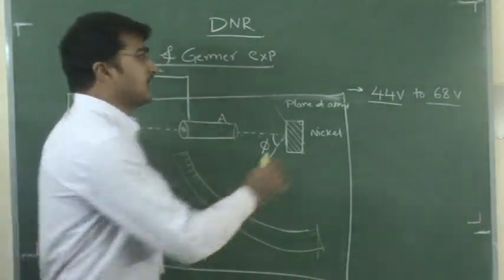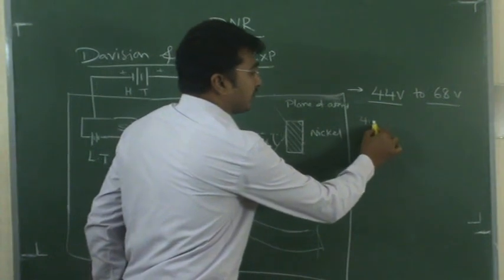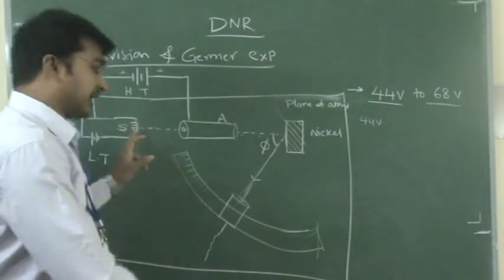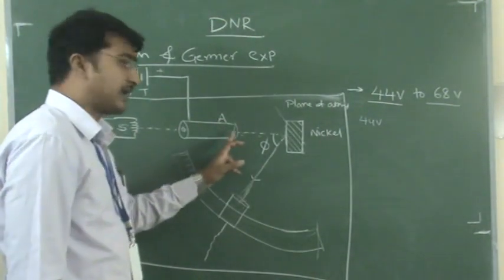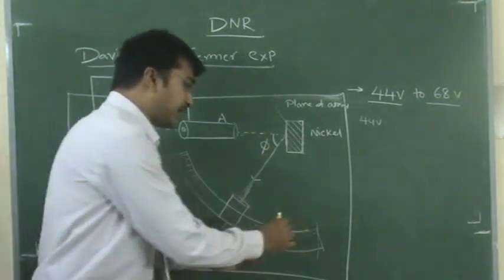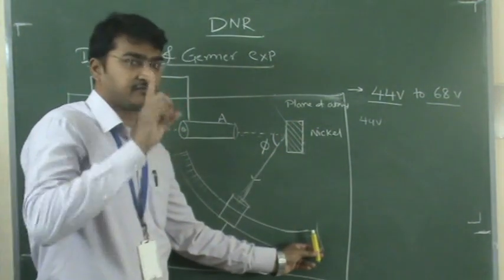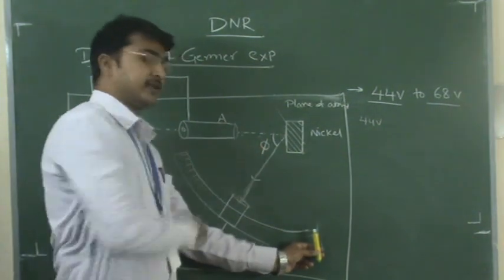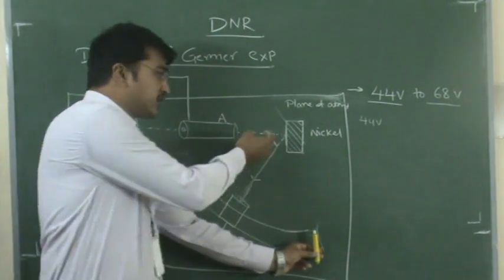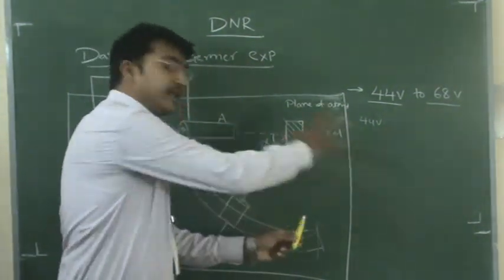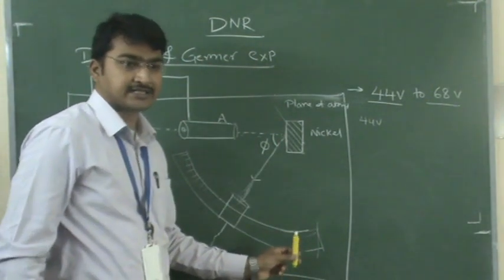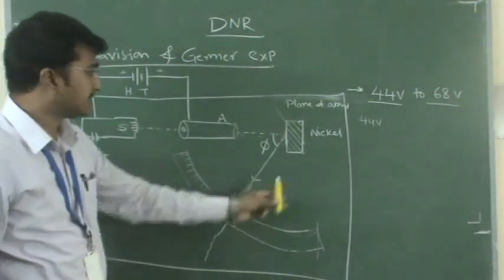Let's see, I am taking 44 volts. The electrons are ejected, pass through the anode and are incident on the crystal. I am taking the microscope initially at the first reading here, at 90 degrees, and we are measuring the intensity, because the electrons are scattered in all directions.